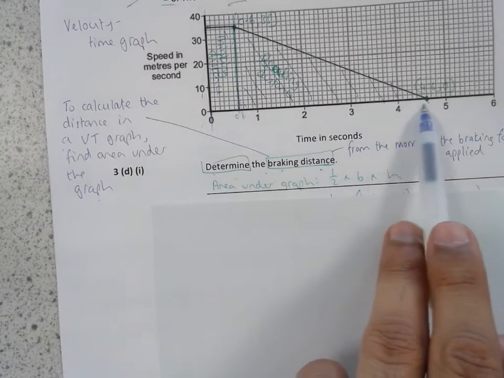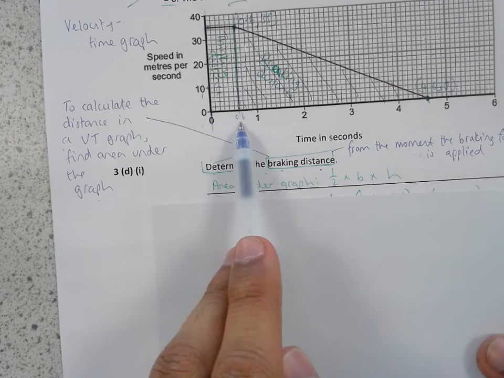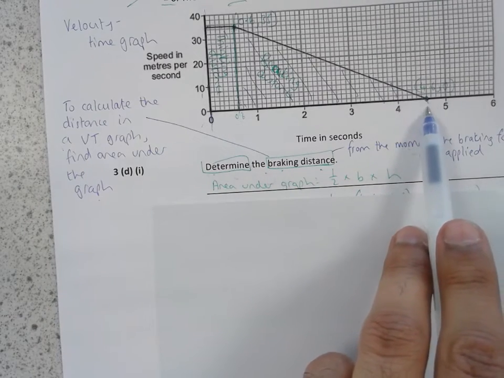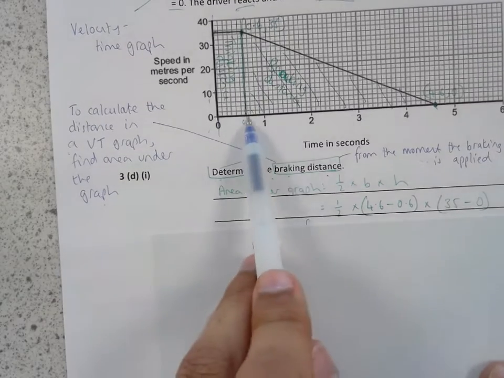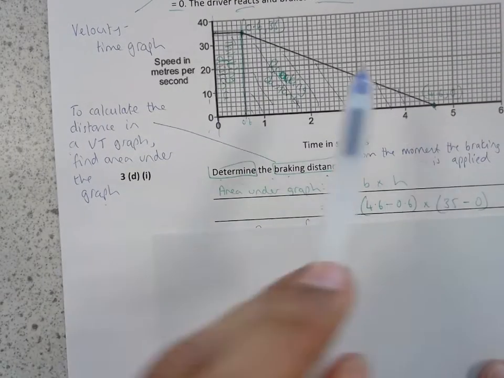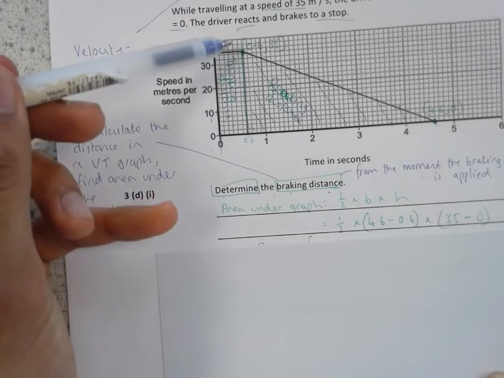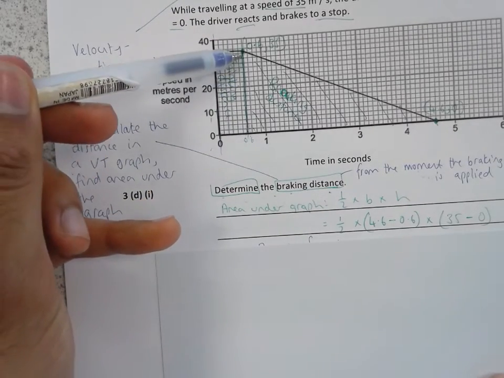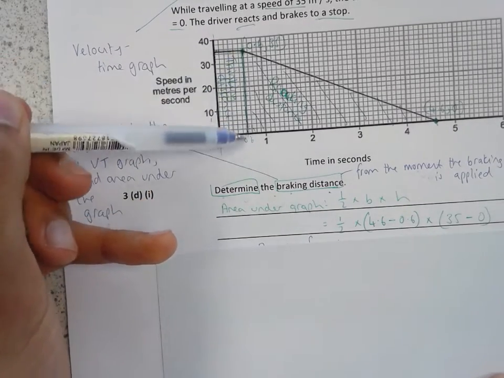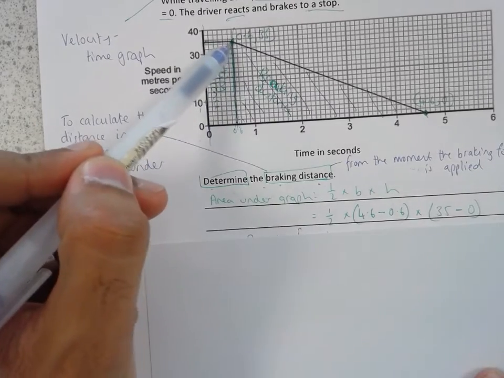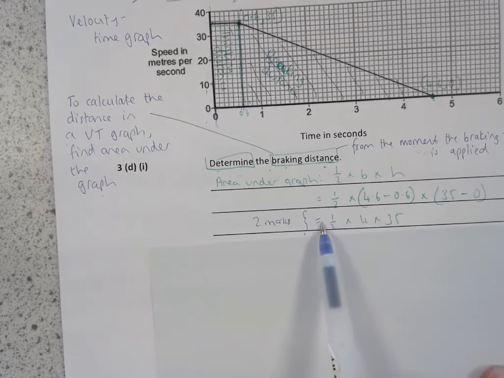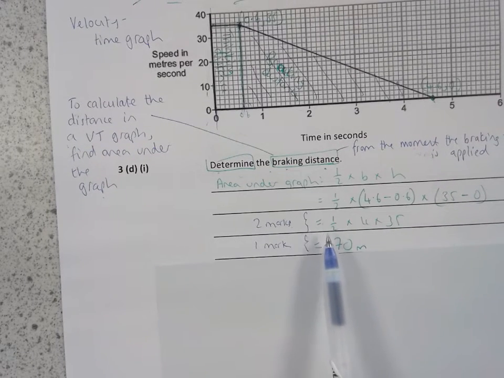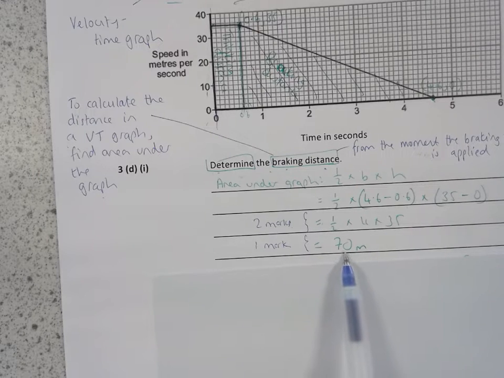Now your base of the triangle goes from 0.6 seconds to 4.6 seconds. So I'm going to do 4.6 take away 0.6 to find how long this line is. And my height is all the way from 0 to 35 meters per second. So I'm going to do 35 take away 0 to get my final answer, which I have my substitution: half times 4 times 35 equals 70 meters.